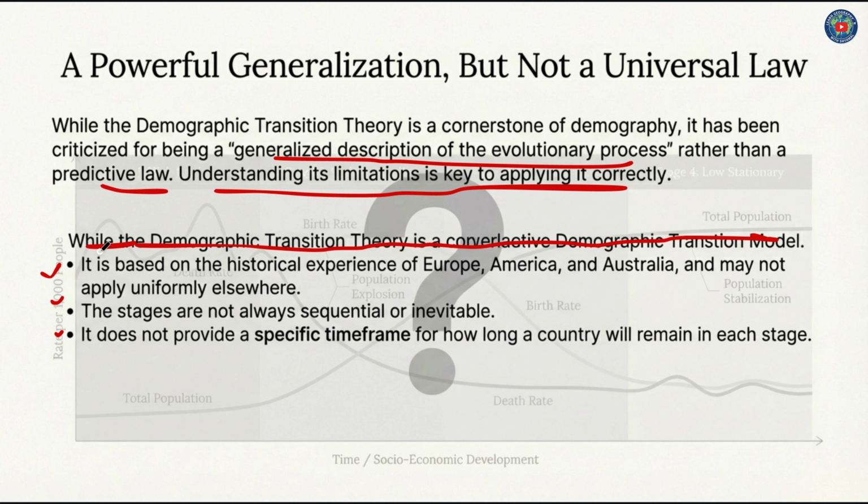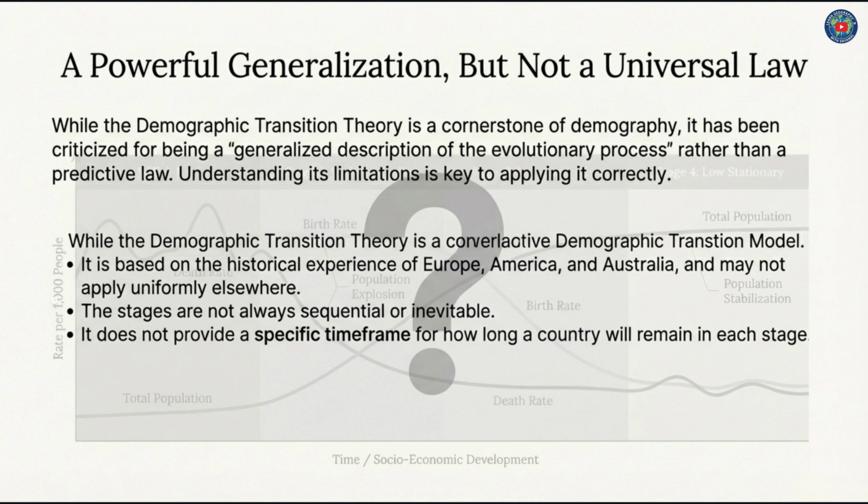It is based on the historical experience of Europe, America, and Australia, and may not apply uniformly elsewhere. The stages are not always sequential or inevitable. It does not provide a specific time frame for how long a country will remain in its stage. These are three basic limitations of demographic transition theory.